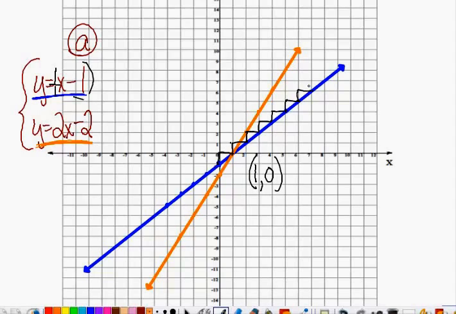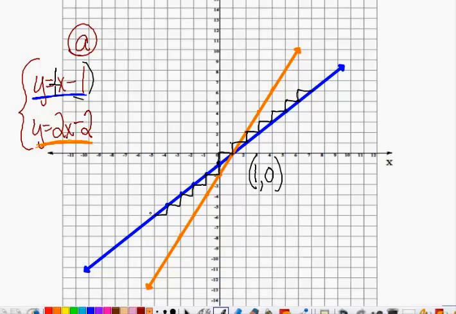Now, I could also go, if I want some on the left, just reverse it and go down. Instead of up, I would go down. Instead of right, I would go left. And that just gets me my other points on the line. It's not necessary to go the other way, but just in case you want to.